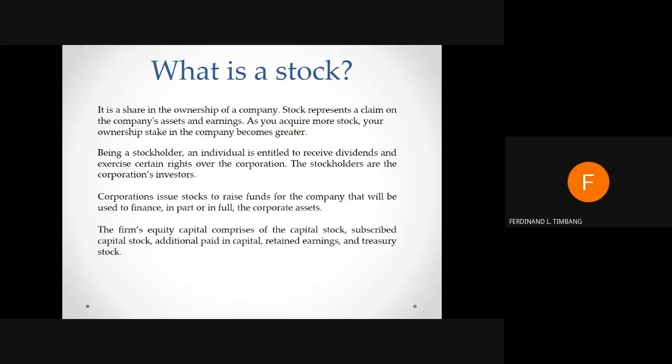Kaya meron tayong computation na tinatawag na earnings per share. Yung earnings per share, sulat nyo to. Ang formula ng earnings per share ay net income minus preferred stock dividend requirement all over common shares outstanding. Yan yung formula ng earnings per share, EPS. That is net income minus preferred stock dividend requirement all over common shares outstanding.